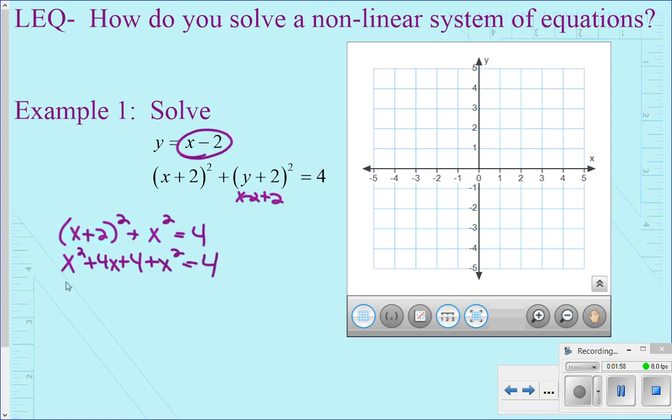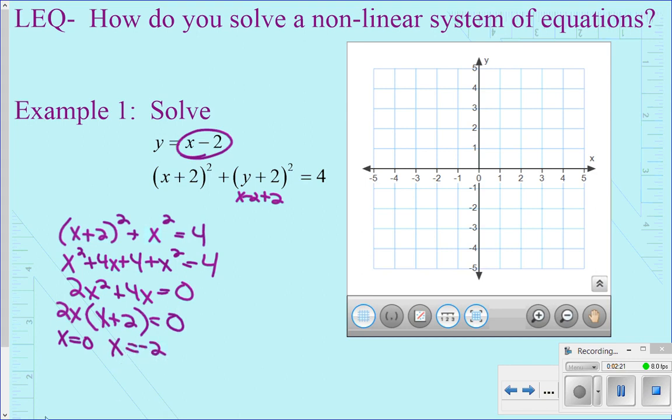So I'm going to combine like terms, 2x squared plus 4x. I'm going to subtract the 4 from the 4, so that gives me just equals 0. So I know how to solve that. It looks like it factors. So 2x factors out. I'm left with x plus 2 equals 0. So I have x equals 0, and I have x equals negative 2. So those are the x values.